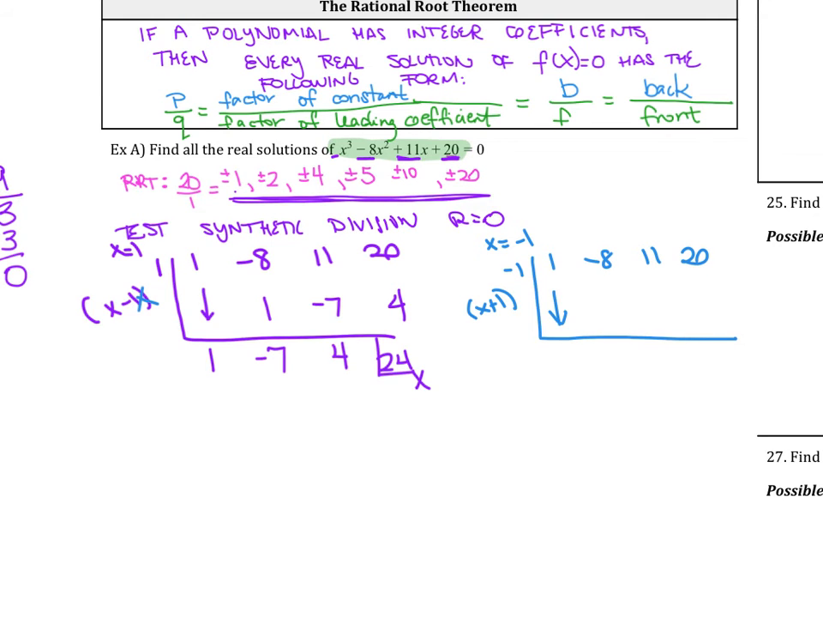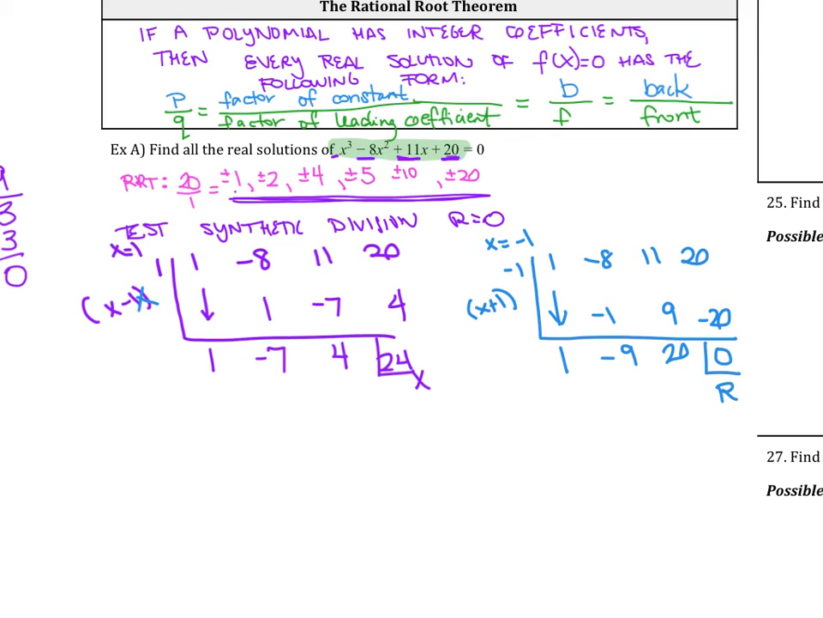See if this works. So bring down the 1, the leading coefficient. 1 times -1 is -1. -8 minus 1 is -9. -1 times -9 is 9. 11 plus 9 is 20. And 20 times -1 is -20. And therefore we get a remainder of 0. And that's what we want.